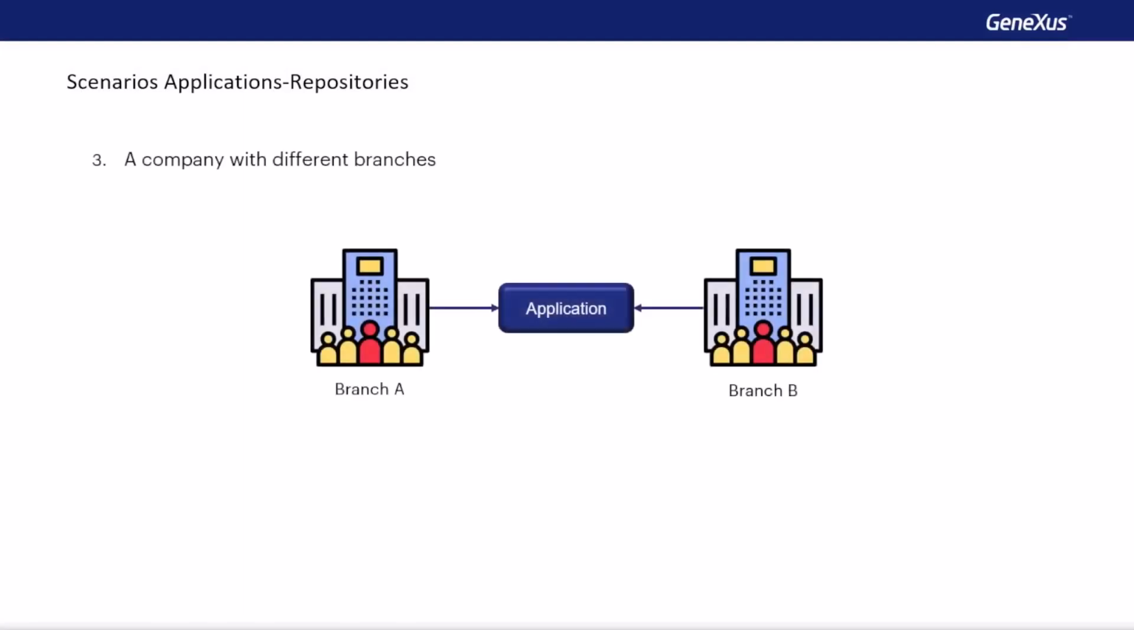In the third and last scenario, we have a company with different branches. In this usage scenario, the company has a single application that's used by all the different branches existing in the company. That is, each branch is represented by a repository. Unlike in scenario 1, in this case, users are the same for all branches, with the caveat that each user may have different security policies, roles, and permissions, depending on the branch of the application to which they're connected.